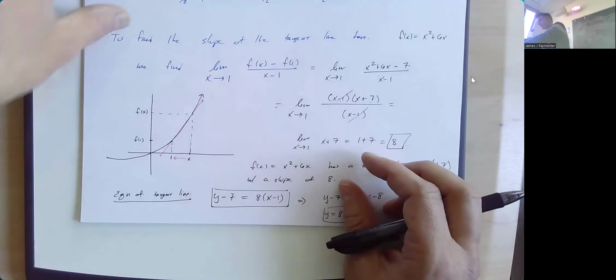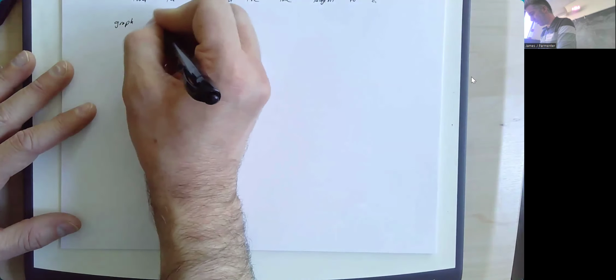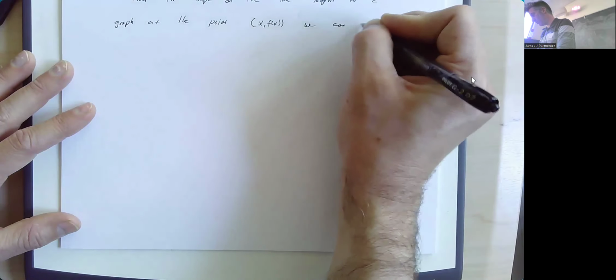So bigger picture, if I want to find the slope of the tangent line to a graph at any point, this is how I would do it. So, yeah. Find the slope of the line tangent to a graph at the point x comma f of x. We can do the following. Now, there are two kind of standard ways of doing this.